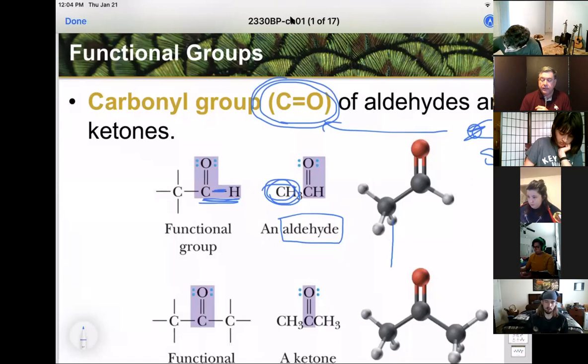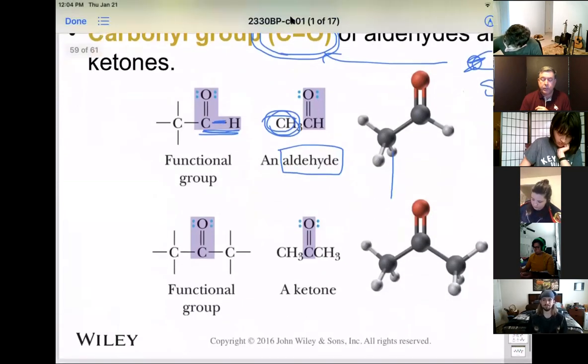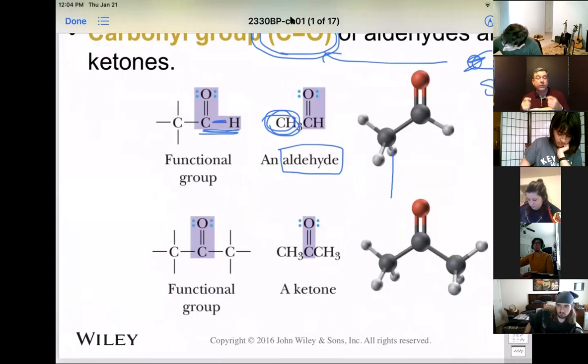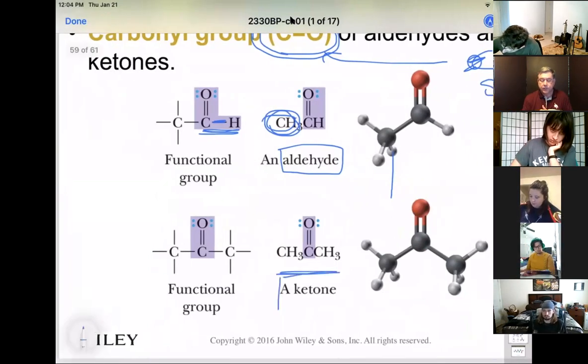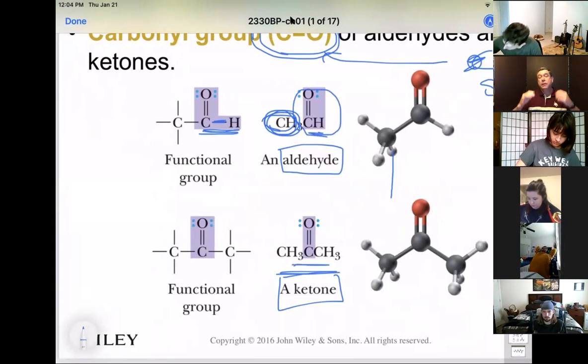Now, if we take that hydrogen away and put 2 carbon bonds to that carbonyl, it's now a different functional group because that hydrogen is more reactive than the carbon, and therefore we call this a ketone. Okay. So 1 hydrogen on a carbonyl, aldehyde; 2 carbons on a carbonyl, ketone. Okay. But are we restricted to just bonding hydrogens and carbons to that carbonyl?